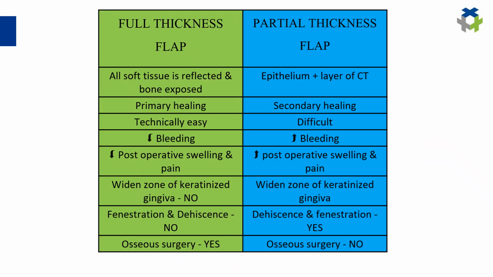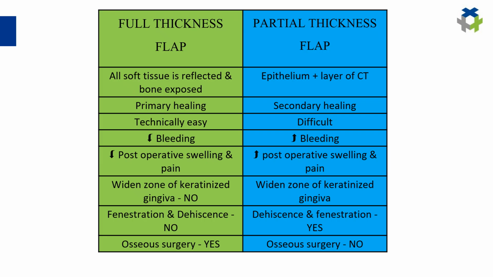These are the differences between a full thickness flap and a partial thickness flap. In a full thickness flap, all the soft tissue is reflected and bone is exposed. In a partial thickness flap, epithelium and a layer of connective tissue is exposed. Here it is primary healing, there it is secondary healing. Full thickness is technically easy, partial thickness is quite difficult. In a full thickness flap there will be decreased bleeding, but in a partial thickness there will be more bleeding. In a full thickness flap there is decreased post-operative swelling and pain. In a partial thickness there is increased post-operative swelling and pain.